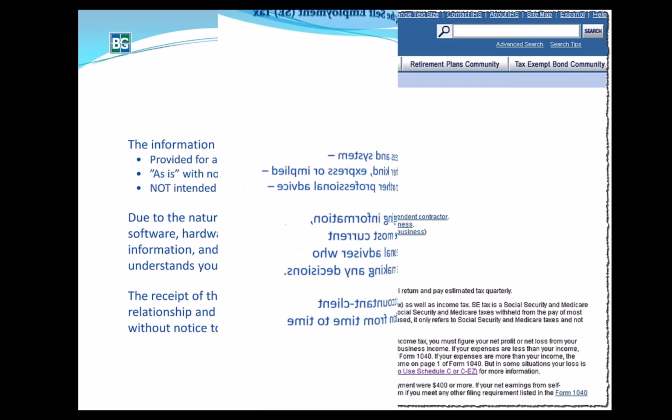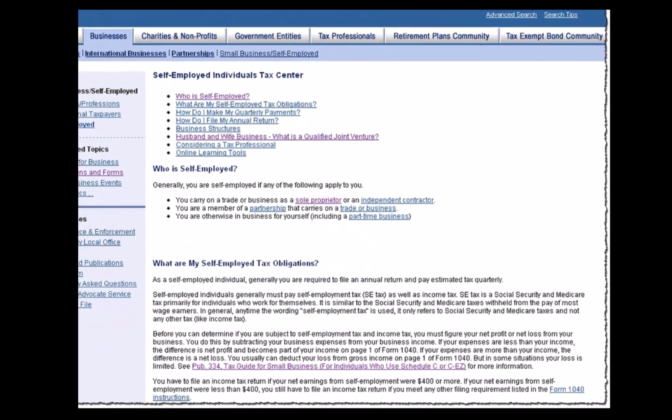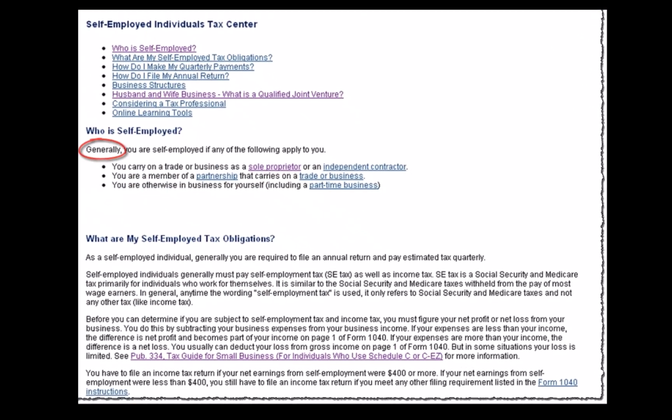Now, let's get started. According to the IRS website, generally, keyword, you are self-employed if any of the following apply to you. You carry on a trade or business as a sole proprietor or an independent contractor. You are a member of a partnership that carries on a trade or business. You are otherwise in business for yourself, including a part-time business. Please note the key words, trade or business.